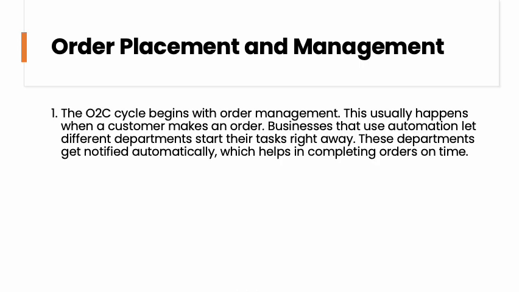The O2C cycle begins with order management. This usually happens when a customer makes an order. Businesses that use automation let different departments start their tasks right away. These departments get notified automatically, which helps in completing orders on time.